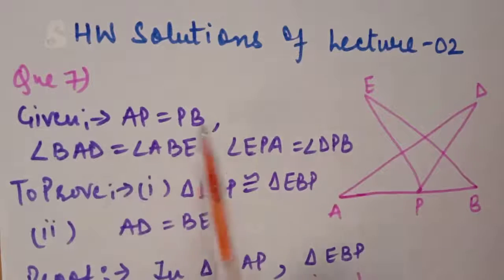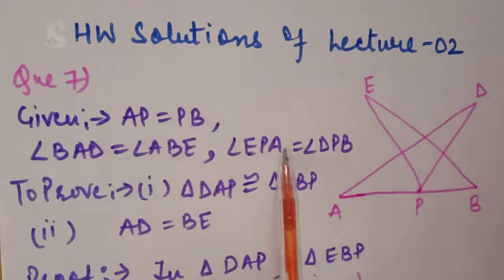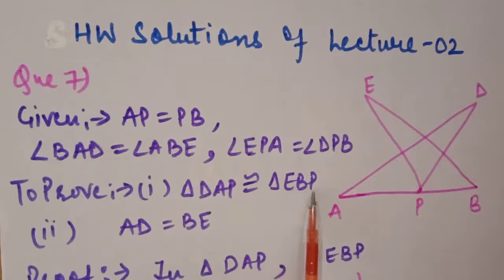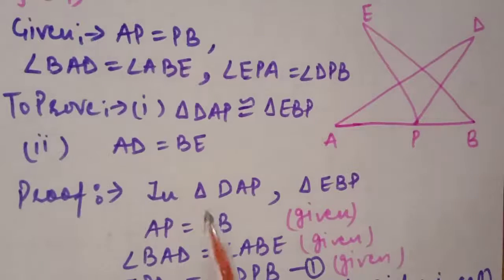So they both are equal to each other. So we have three things as given. To prove: triangle DAP is congruent to triangle EBP, and AD is equal to BE. We have to solve this. So student, for the first part we will take these two triangles.